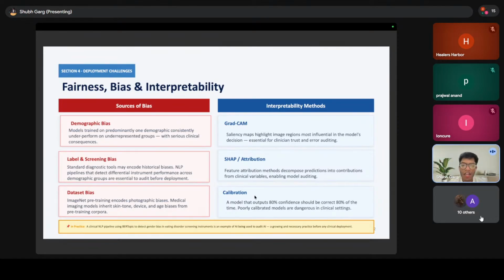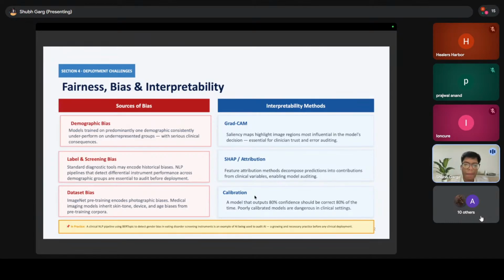For example, a study in 2019 showed that dermatology AI performs significantly worse on darker skin tones because the training datasets were predominantly light-skinned. So in clinical deployment, that means the patients who already face the greatest barriers to healthcare access are also the ones most likely to be misclassified by the AI tool.